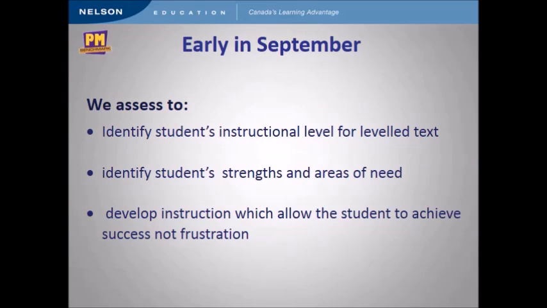So early in September, and we're a little bit past September now, but early in September, what we want to do is assess so that we can identify the student's instructional level. This will tell us what level of text I need for classroom use. We will identify the student's strengths and their areas of need. And both of those things will allow us to develop the instruction that we need to put into place to help those students achieve success.